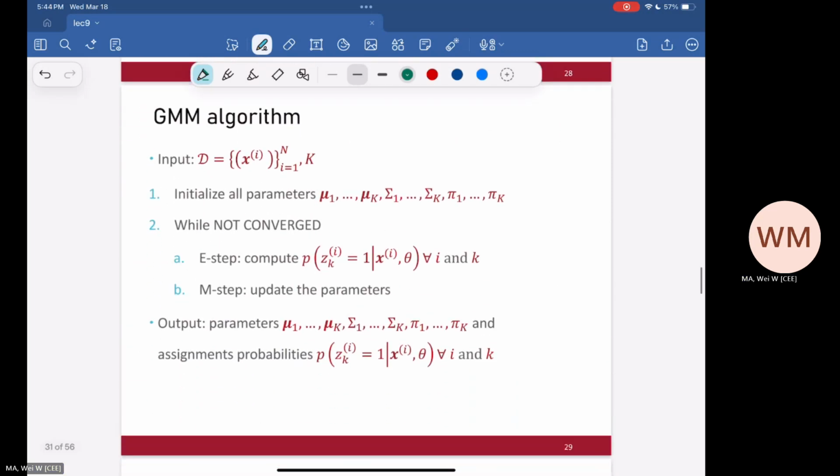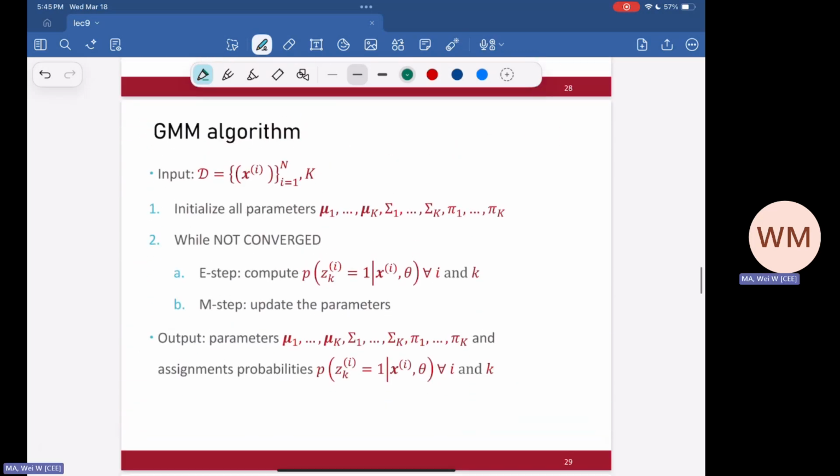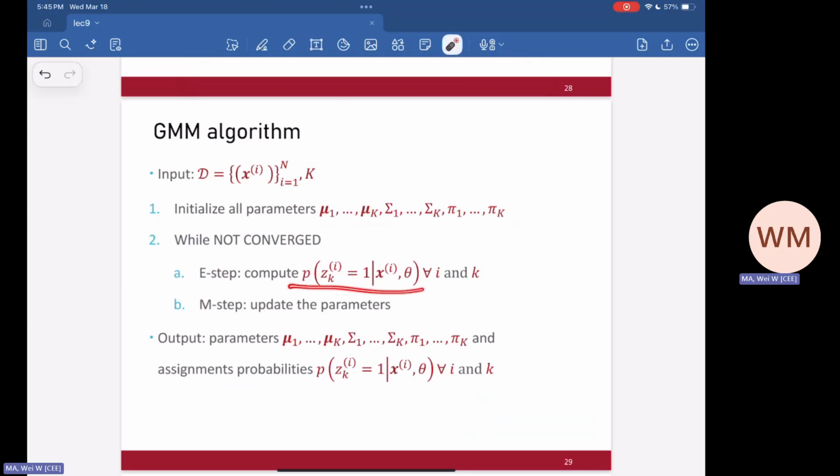Then, using EM, you can solve the GMM. Here you can see that we initialize all those parameters, and in the E step, we assign the data to each cluster, and then we update all the parameters. We just keep repeating these two steps, and then we get the result.